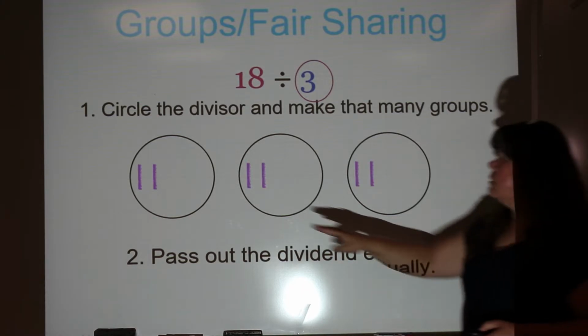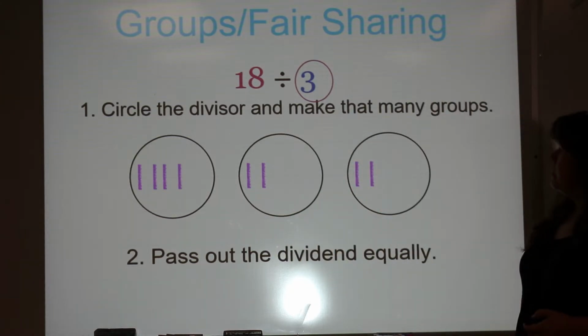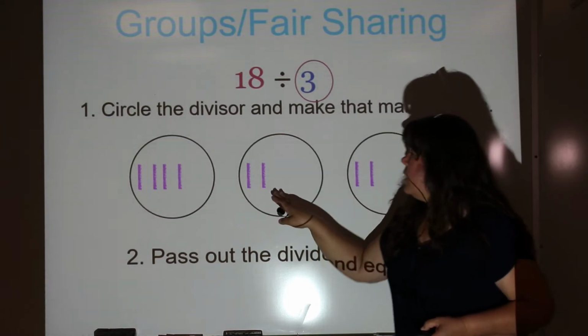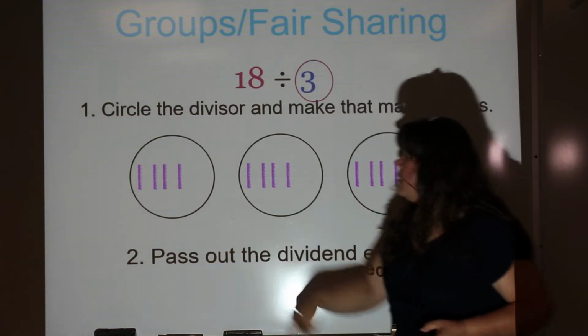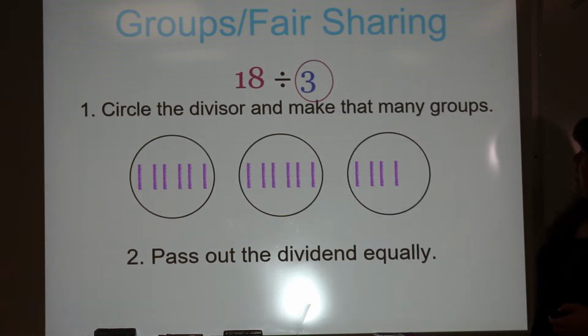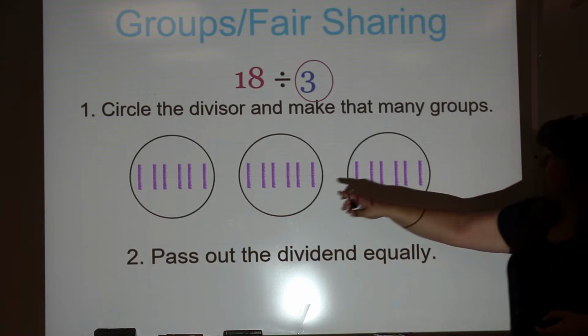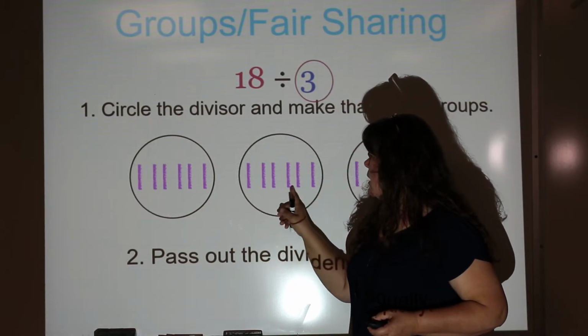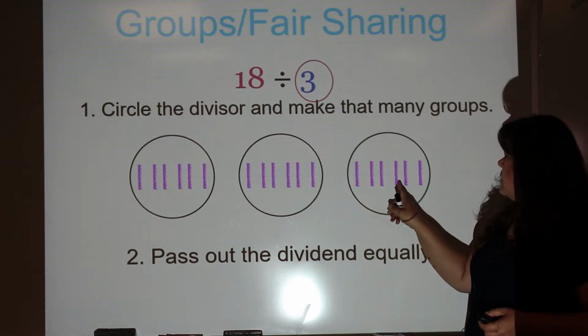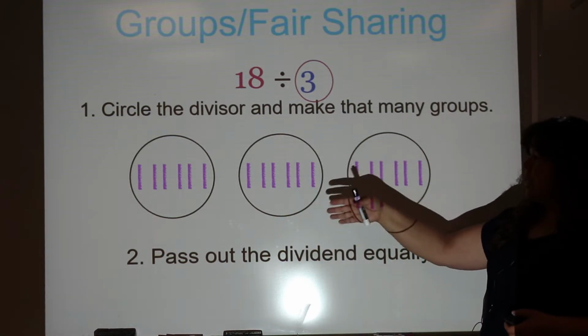Okay, we're counting by 2s. 2, 4, 6, 8. Each one has 2, 4, but we keep going until we get to 18, and we shared all of those equally. So did I do that? 1, 2, 3, 4, 5, 6, 7, 8, 9, 10, 11, 12, 13, 14, 15, 16, 17, 18. They've all been shared equally.